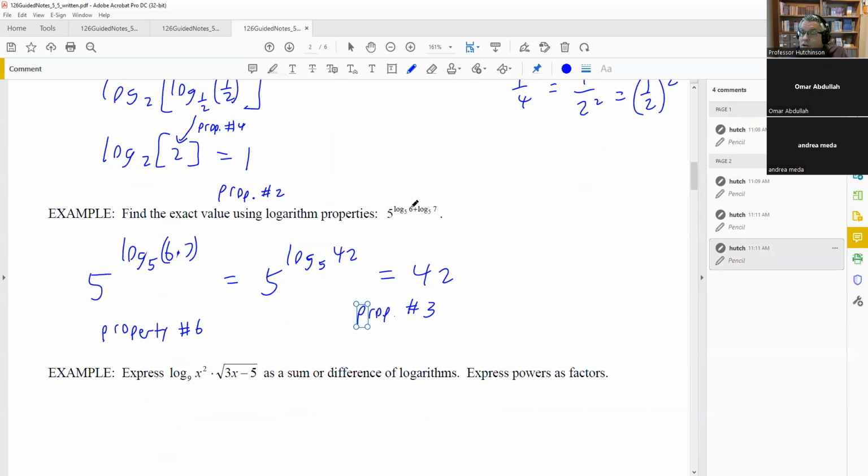Property number 6 to get it from a plus to a multiplication. We simplified it. And then 5 to the log 5, we use property number 3 to change it into a 42. So that's all I want to do for today, because the next ones start getting into algebra.